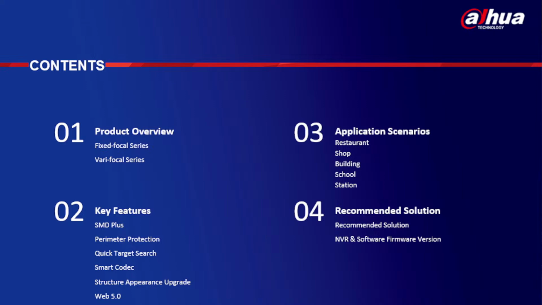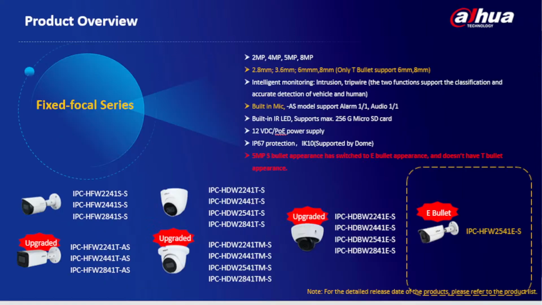In this session, first of all, we will have the product overview, then the key features of this series, then the application scenarios where we can use these products, then the recommended solution from our side: if we are using this particular model of camera, which recorder we can use to achieve these AI features. All these things we will also discuss in this session. Let's move forward. What is the product overview?